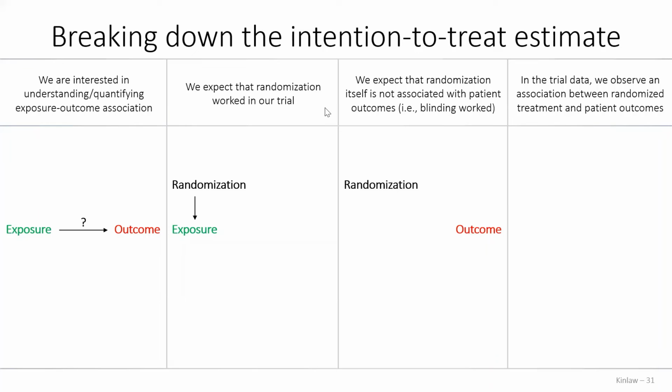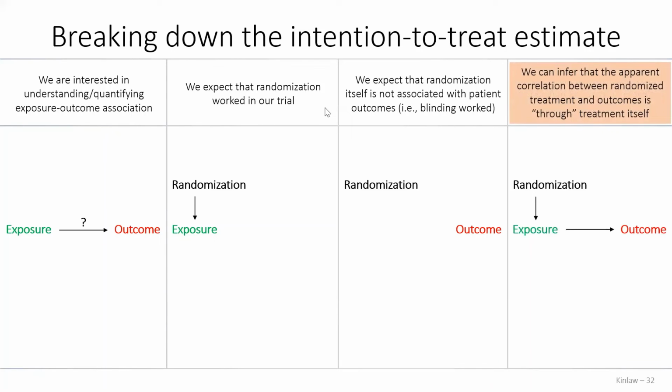So given these 3 pieces, it's our hypothesis and our planning and execution of how we've rolled out the trial, let's say that in our actual trial population data analysis, we observe an association or a correlation between randomized treatment and patient outcomes. To be clear, we see an arrow from randomization to the outcome. Do we really think that the coin flip caused a difference in the outcomes?